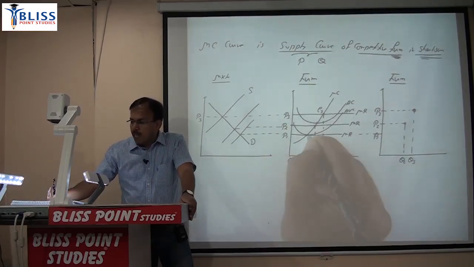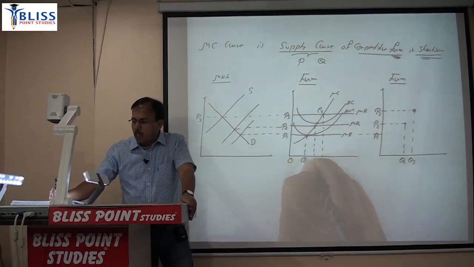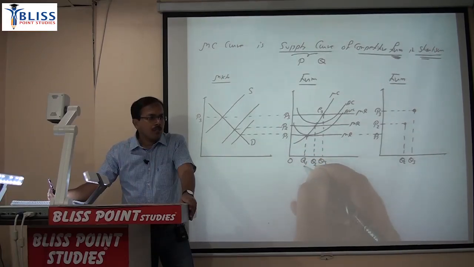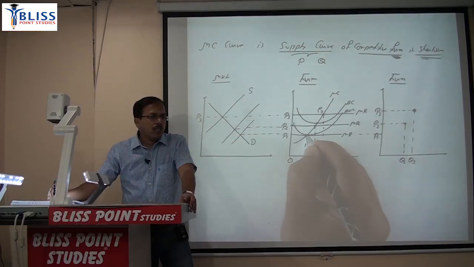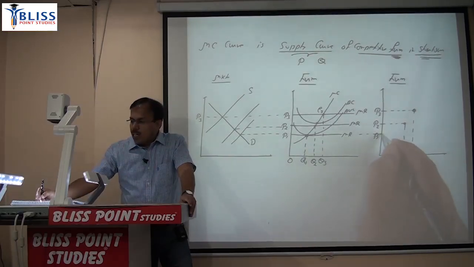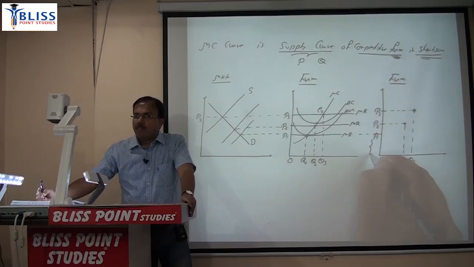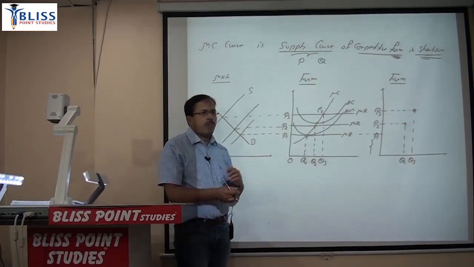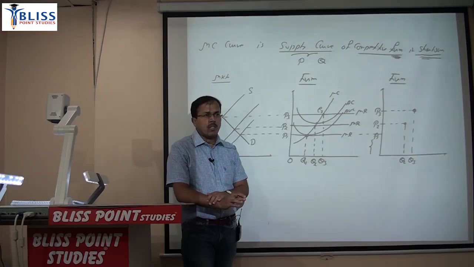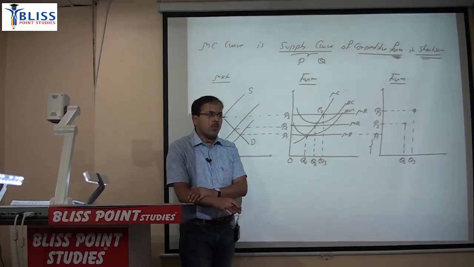MC equal to MR at that quantity. Quantity will be Q1 in that condition. So this is the point of shutdown. So at any price below P1 what will happen? At any price below P1, no production. That means quantity supply is 0.